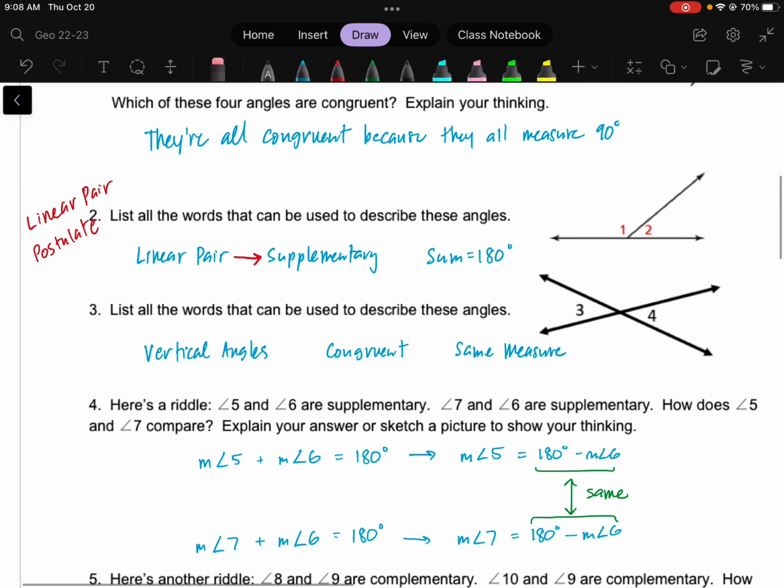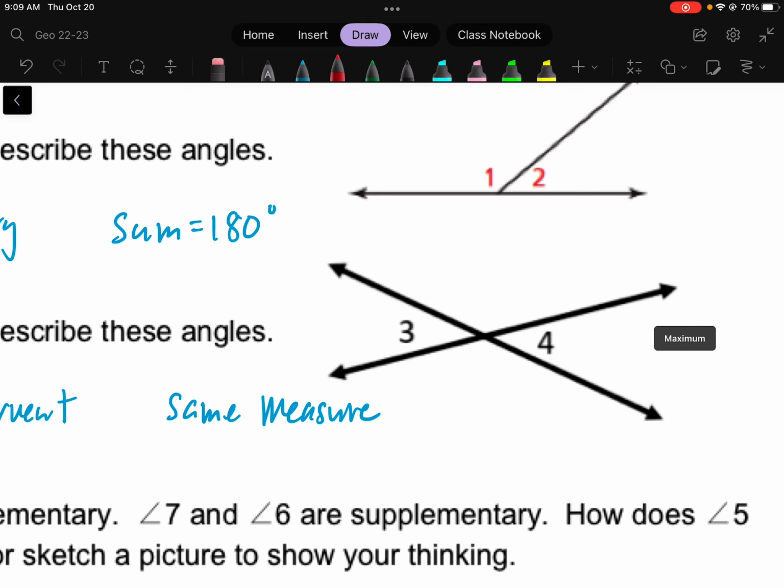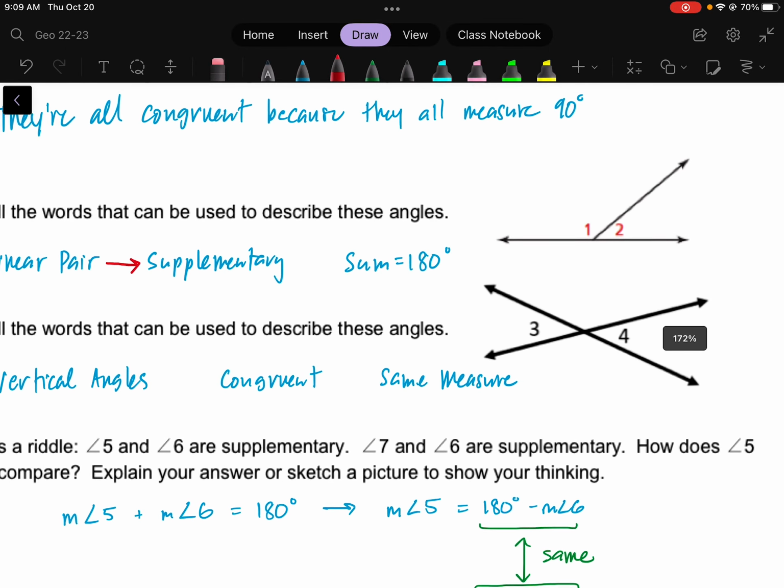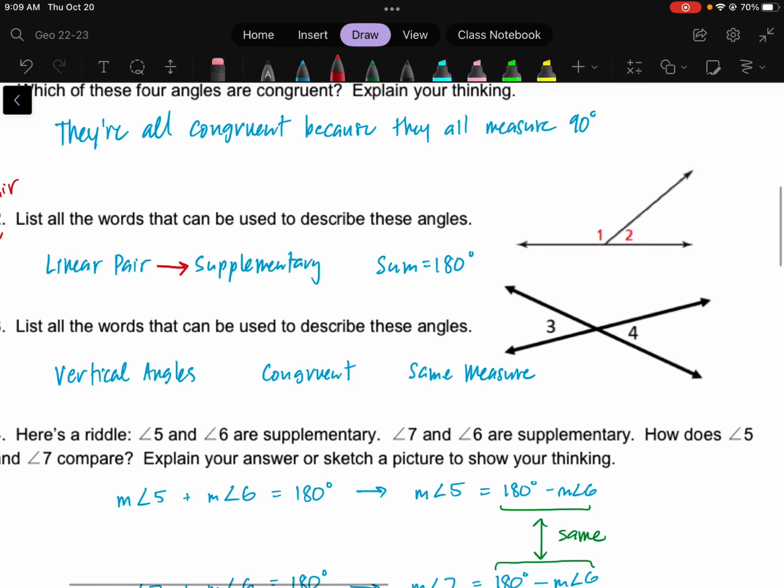All right, question 3. We've got a pair of lines that intersect and form these 2 angles, angles 3 and 4. How can we describe those angles? So number 1, we can describe them as a set of vertical angles. Any angles that are across from the same intersection point are called vertical angles. And we learned back in, I want to say Unit 1, that vertical angles are congruent. If we took a protractor and measured angle 3 and angle 4, we'd get the exact same measurement. So vertical angles are congruent, which means they have the same measure.